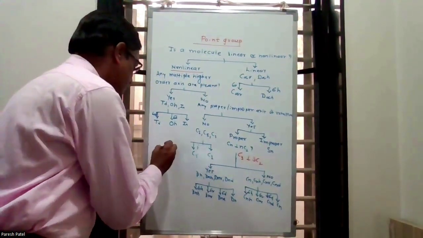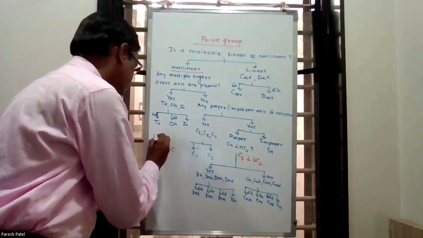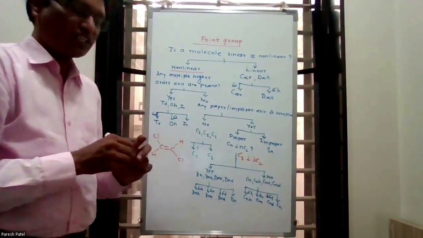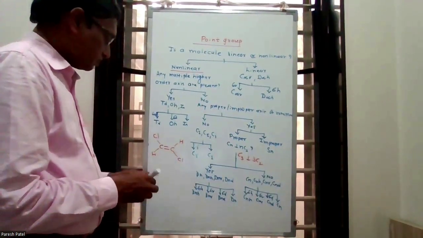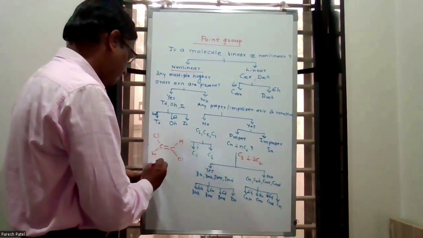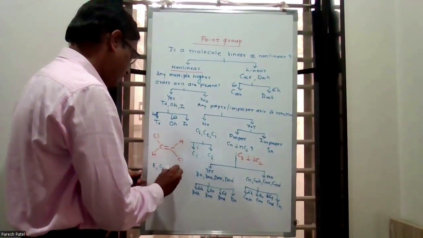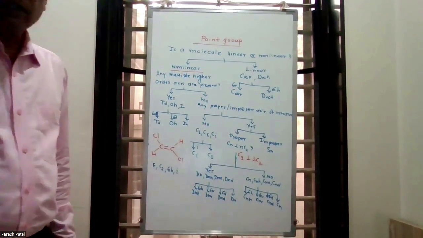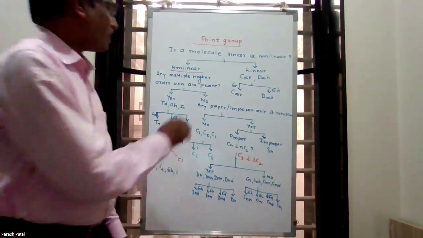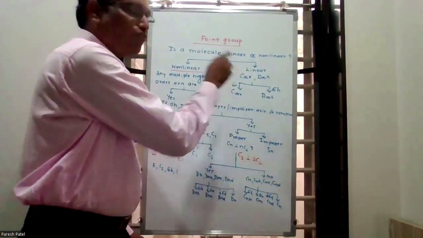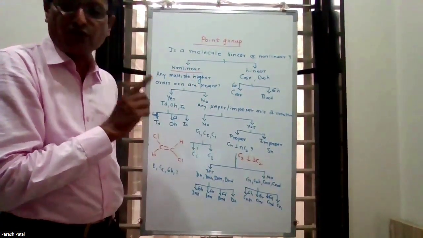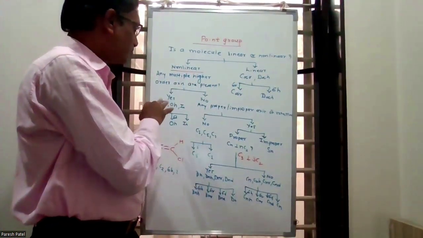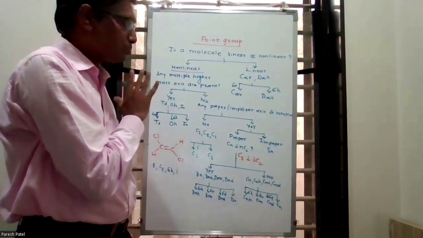Next molecule is this, trans-dichloroethylene. This molecule consists of E, C2, sigma h, and i symmetry elements. Okay, first, is this molecule linear or non-linear? Non-linear. It means C infinity v and D infinity h point groups are absent. Multiple higher order axes are absent. It means Td, Oh, Ih point groups are absent.